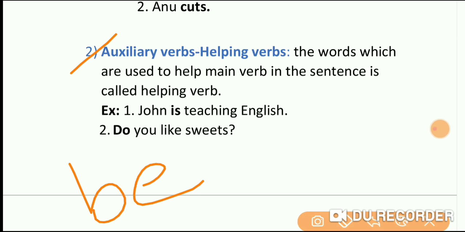Here you see the example, and they are also used to make questions, as you all see in yes-no type questions. Here you can see example number one. John is teaching English. Is is the helping verb here. Do you like sweets? Do is the helping verb. Do is helping like. Is is helping teaching. So these are helping main verbs. So they are called helping verbs.